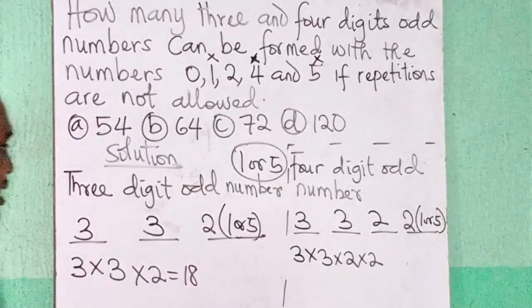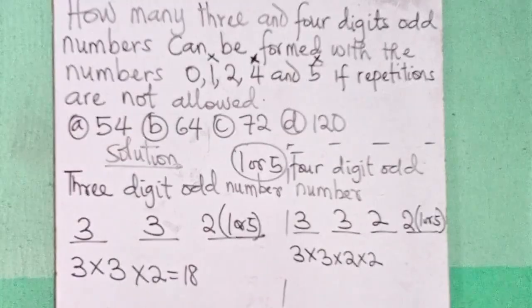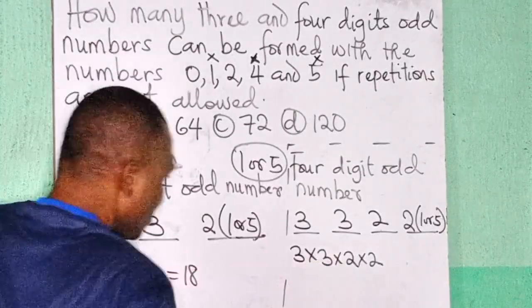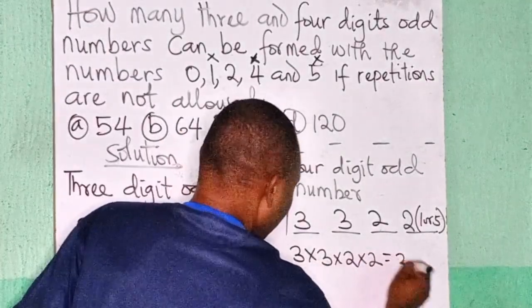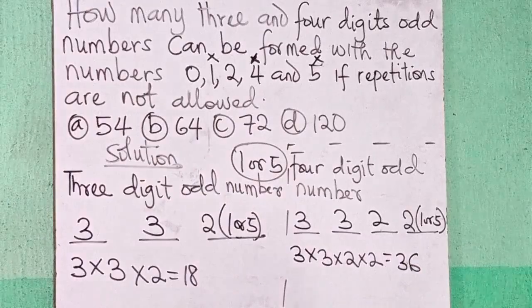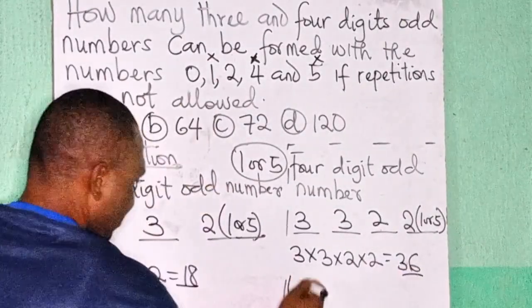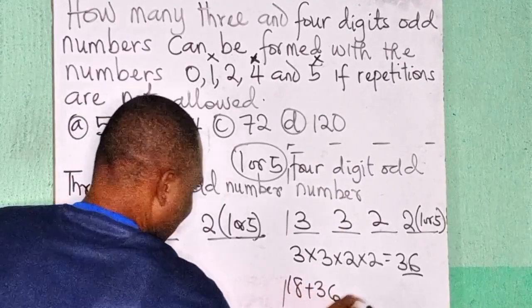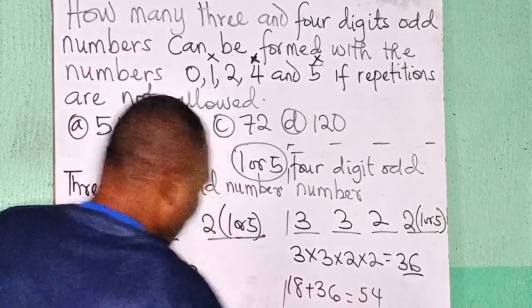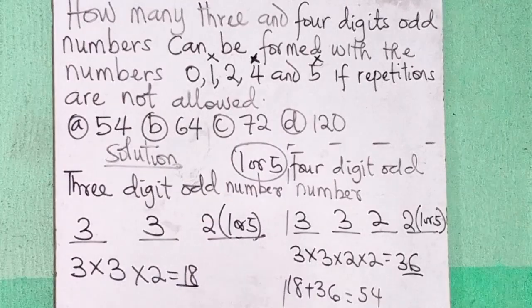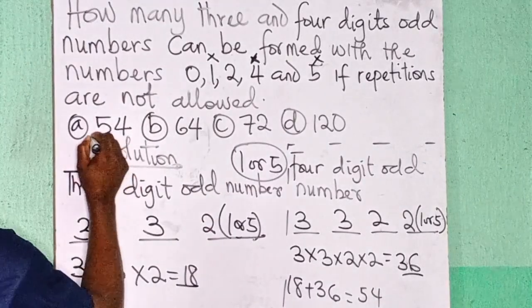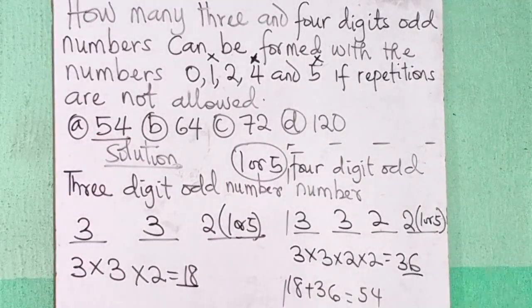So 3 times 3 is 9. 9 times 2 is 18. 18 times 2 is 36. Okay. So I'm going to be adding 18 and 36 together. So I'm having 18 plus 36, and that will give us 54. So option A is the right option.